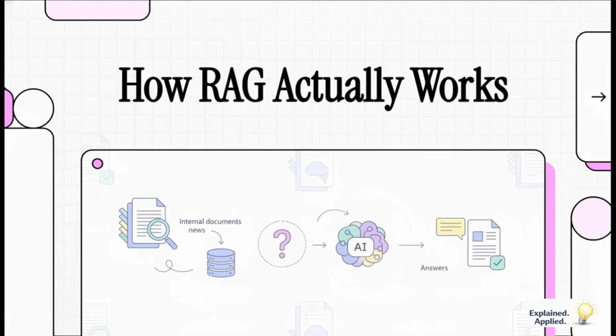Have you ever wondered how an AI can answer questions about your company's private documents? Or maybe news that just broke an hour ago? Well, today we're going to pull back the curtain on one of the coolest techniques that makes this possible, Retrieval-Augmented Generation, or as everyone calls it, RAG. We're going to break it all down nice and simple.